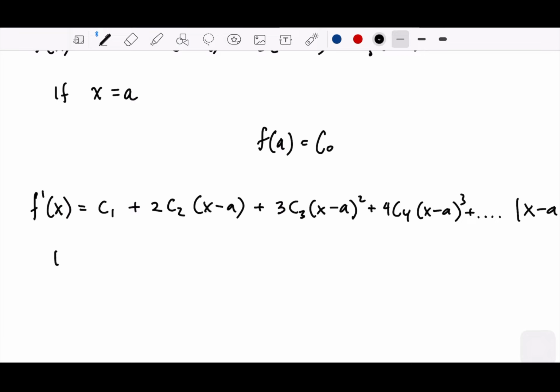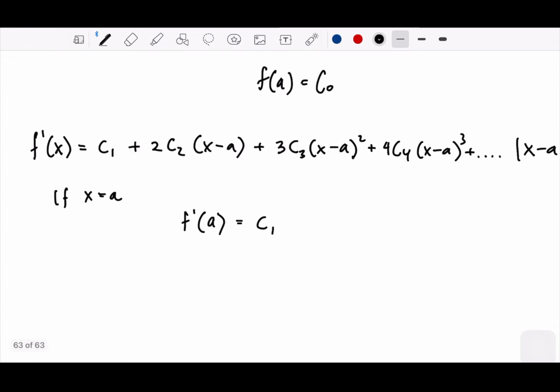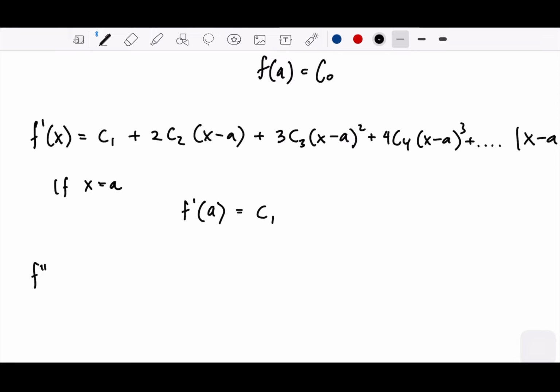And similarly, if we let x equal a, then f prime of a will be C1. Okay. Still nothing too complicated here. This is just the first derivative. And then when we take the second derivative, the third derivative, and the fourth derivative, we'll see some patterns. So let's look at the second derivative.